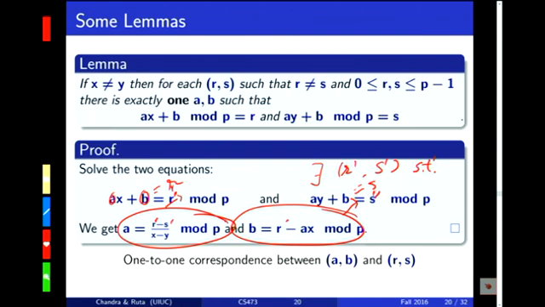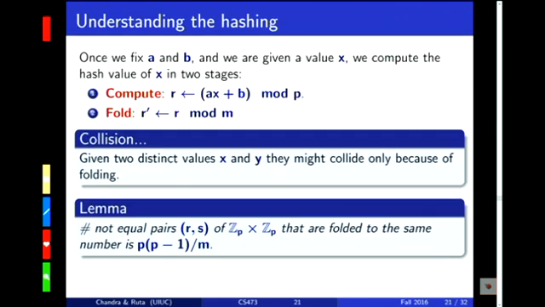Okay, so this gives us one-to-one correspondence between AB and RS. This is a crucial part. Okay, ask if there are any questions. Okay, so once we have this, we are going to do the second step, which is mod M.